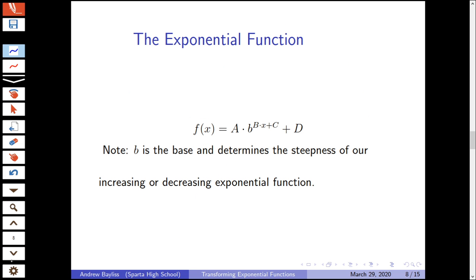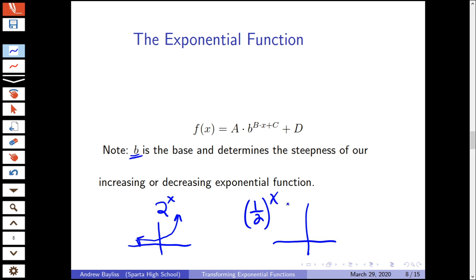So now how does this look with exponentials? We have f of x equals a times b to the bx plus c plus d. Please note that b is just our base, and it determines how steep and whether our graph is increasing or decreasing. So, we did this in a previous video. 2 to the x, we know, is just a nice increasing exponential function, whereas 1/2 to the x is the same thing as 2 to the negative x. This is a decreasing exponential function.